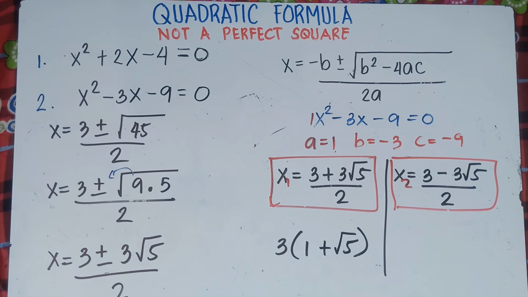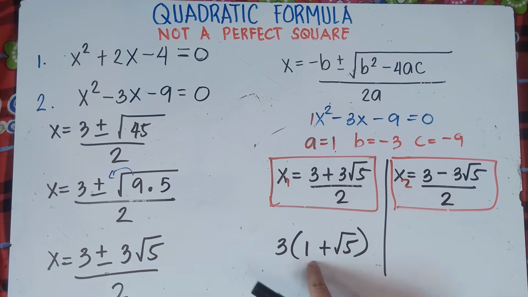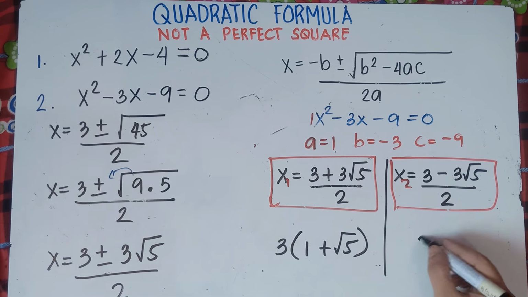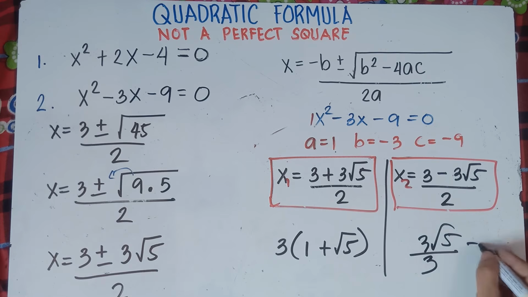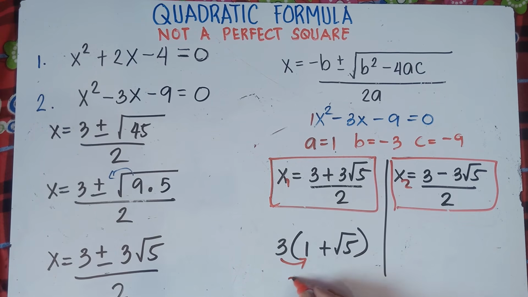So, you factor this out by 3. Once again, 3 and 3 square root of 5, we can factor this out by 3. So 3 divided by 3 is 1. 3 square root of 5 divided by 3, cancel 3, so that would be positive square root of 5. You can always check, class, if your answer is correct by multiplication, by distributive property. 3 times 1 is 3. 3 times square root of 5 would be positive 3 square root of 5. So you will get the same answer, class.